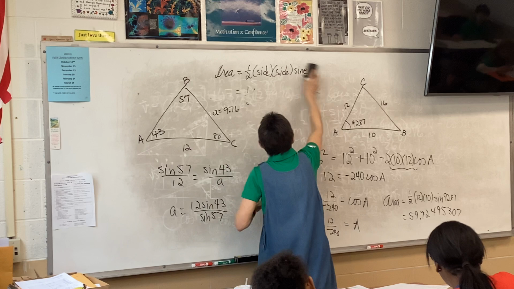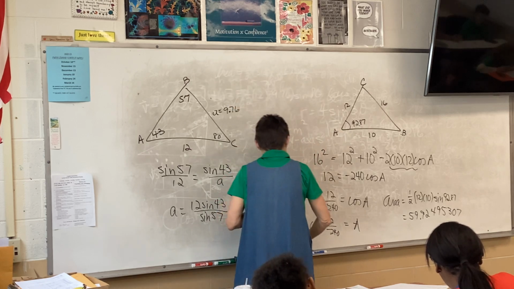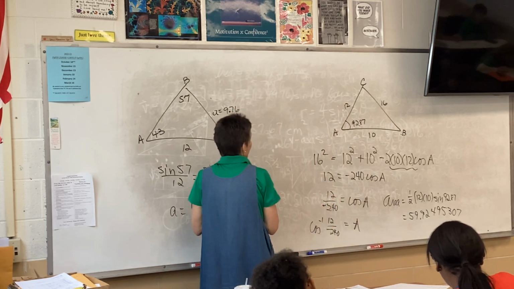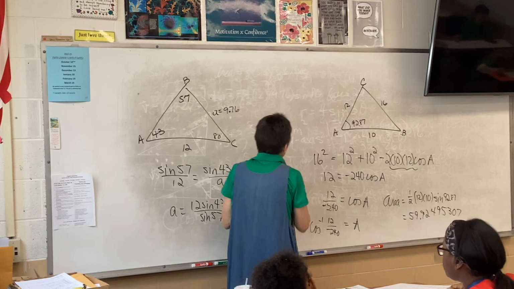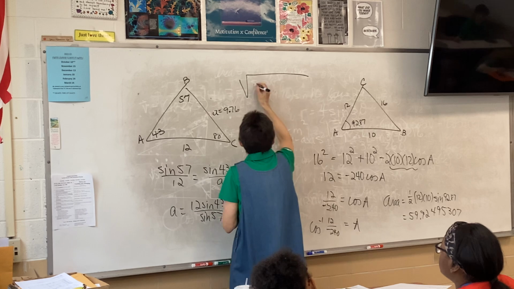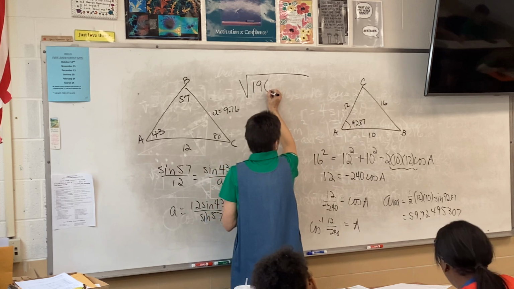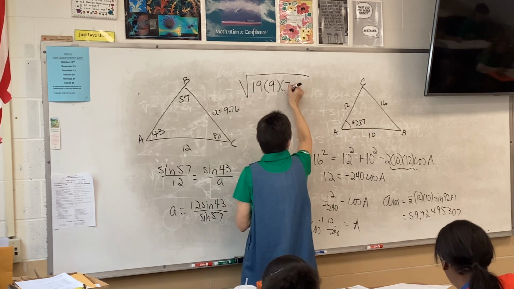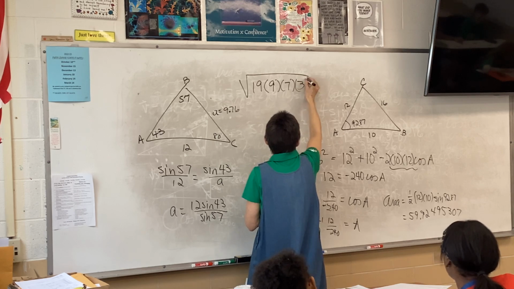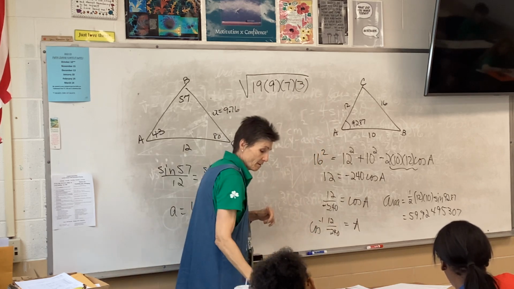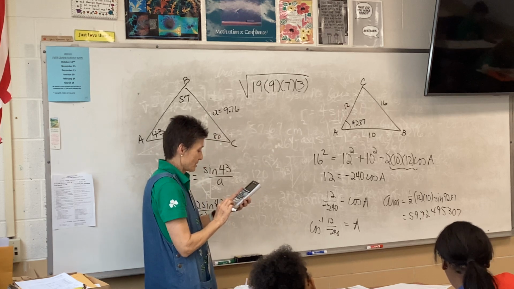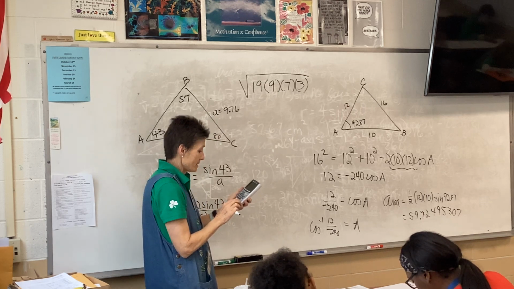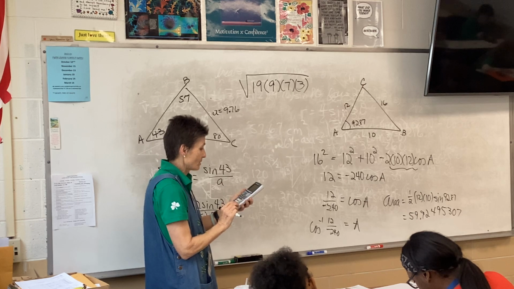So here's what I need you to do now. We are now going to type in, I gotta make sure my arithmetic's right here, 19 times 9 times 7 times 3, and we're going to square root that number. So just do that for me. I'm going to square root 19 times 9 times 7 times 3.